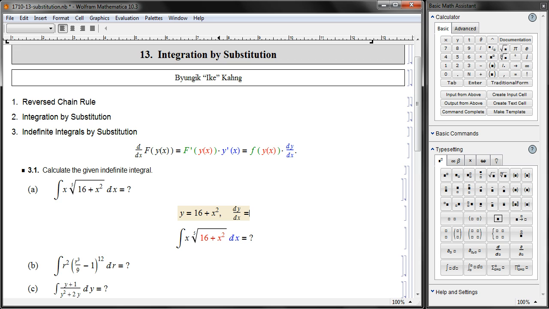What's the derivative? Derivative of 16, that's 0. Derivative of x squared, that's 2x. And finally, we solve for dx. So, solving for that, let's take the intermediate step as a matter of fact. Flip this denominator to the other side. Okay, now let's solve for dx. Flip this 2x to the other side.